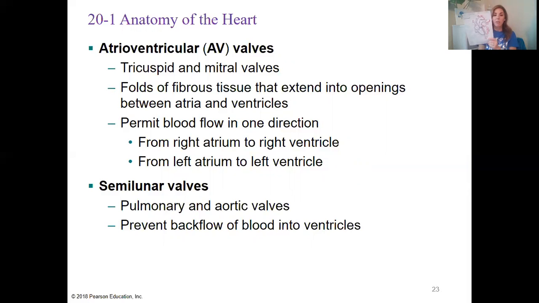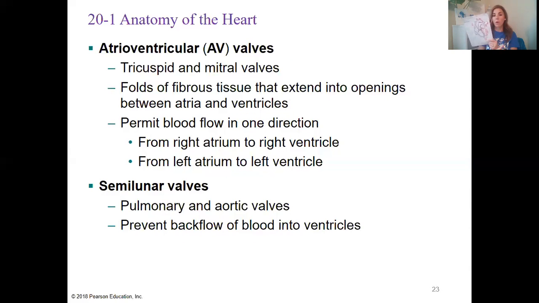The AV valves are going to be known as the tricuspid valve and the mitral valve. So these are the valves that are going to allow blood to flow from an atrium into a ventricle. That's why they're called atrioventricular valves. You can call this the right AV valve and the left AV valve. Some books do, but they also have AKAs. So you're going to want to make sure that you do know your AKAs so that you can answer any type of question that is ever thrown your way.